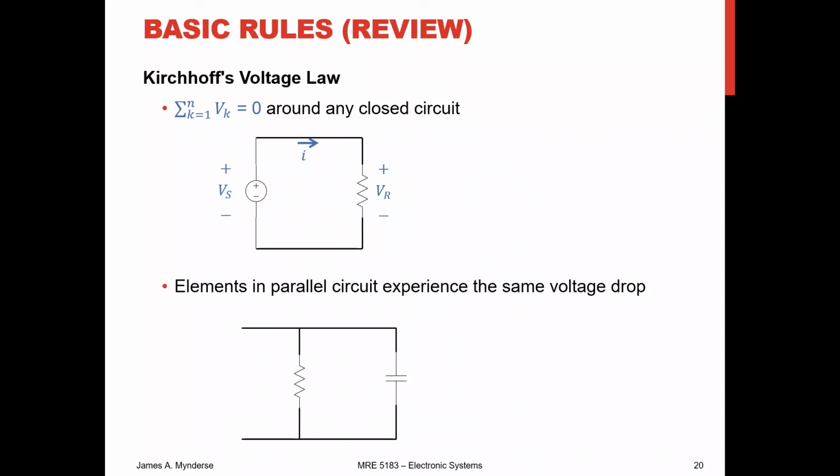So if we go from bottom left around, we go from negative to positive on the source. We go from positive to negative on the resistor. So minus Vs plus Vr is equal to 0. Similarly, as we go around this loop, we're going to go across the resistor and across the capacitor. We'll go across the resistor from negative to positive and across the capacitor from positive to negative, and so we know that VR is going to be equal to VC.